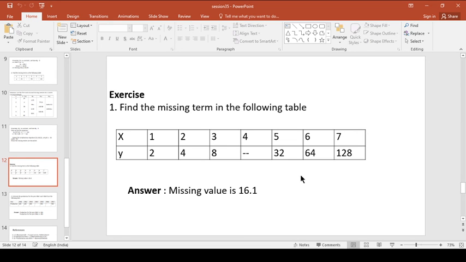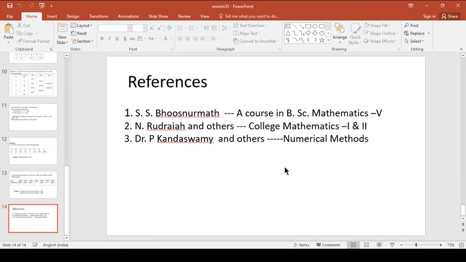So similarly we can solve these exercise problems, and these are the references which we have used for this video.